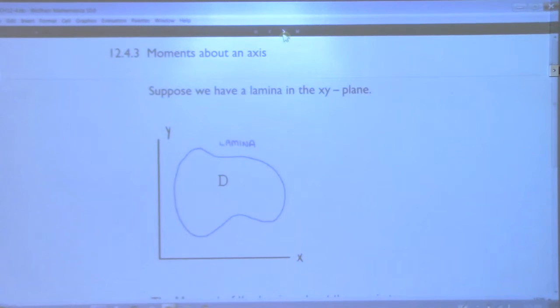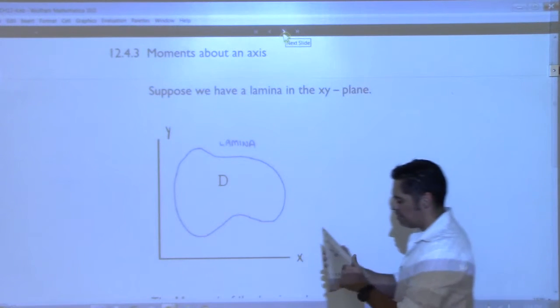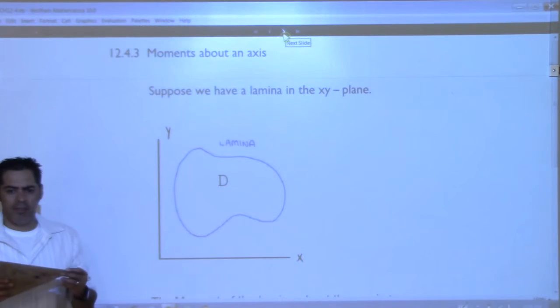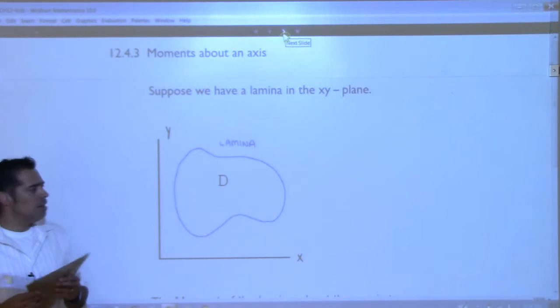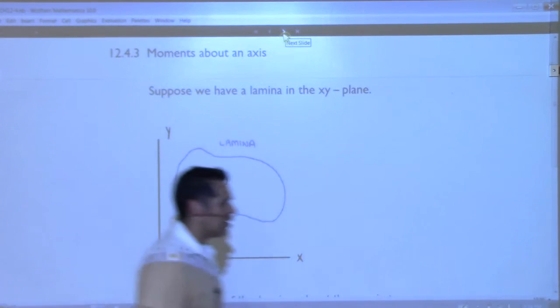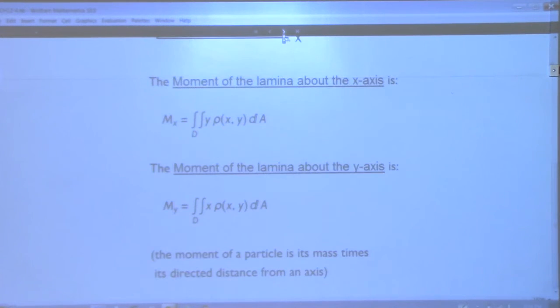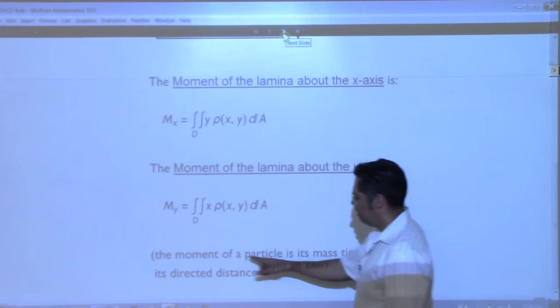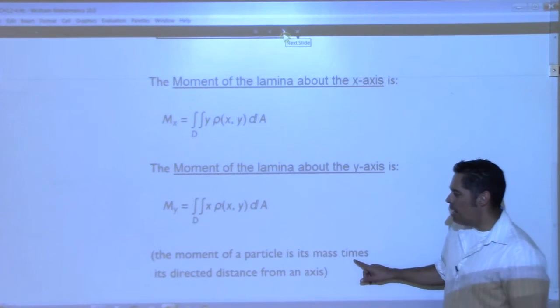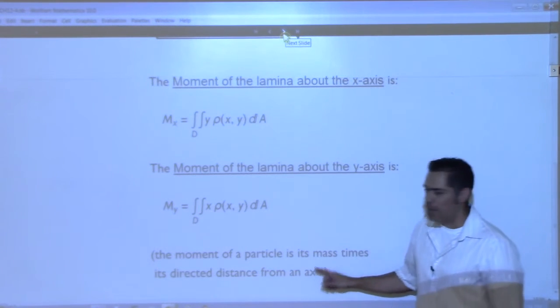All right, we're talking about centers of mass here. We haven't calculated the center of mass of anything yet, but have you all ever heard of something called a moment or a moment of inertia? Okay, so these are physics terms. When you talk about a physical object's moment about the x-axis, then what you're actually talking about is this. The moment of a particle is the mass of the particle times its directed distance from some axis.